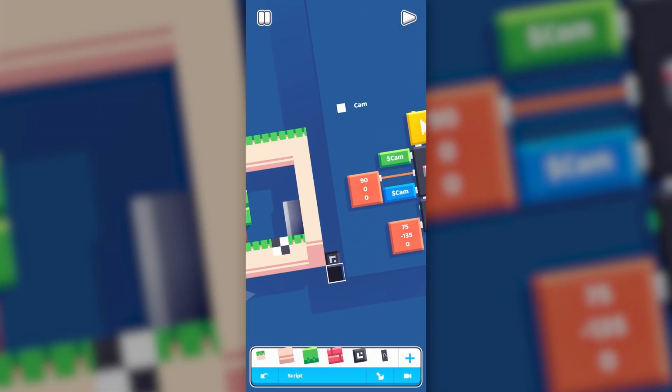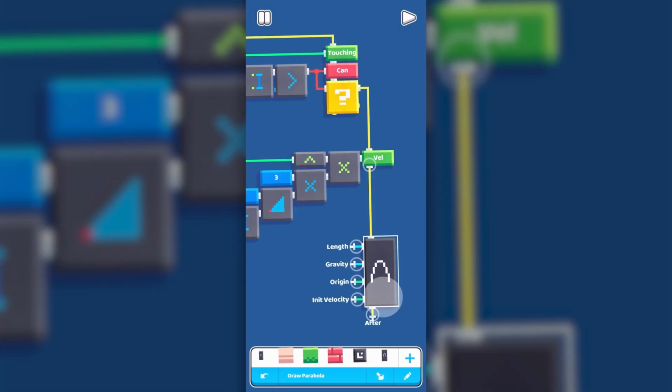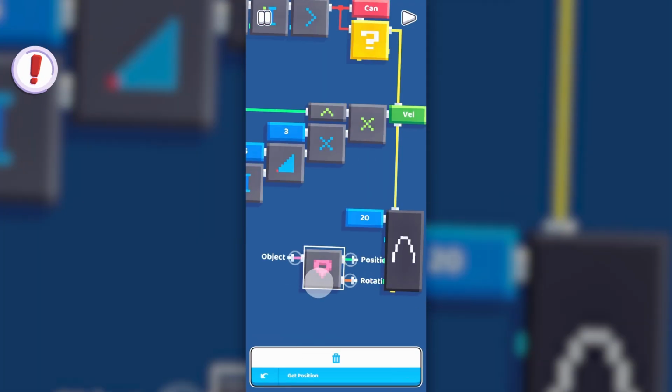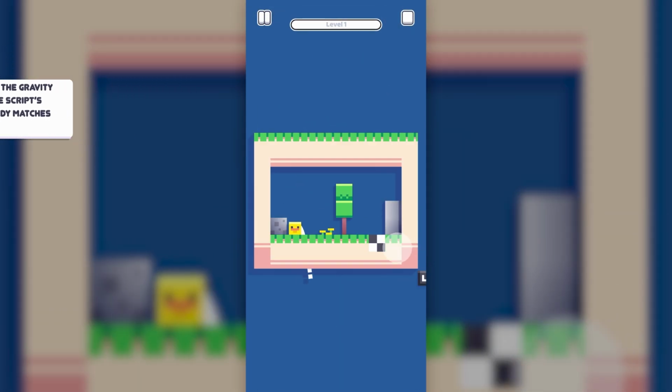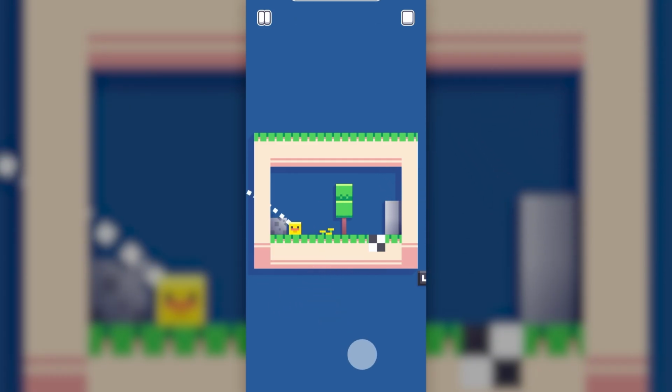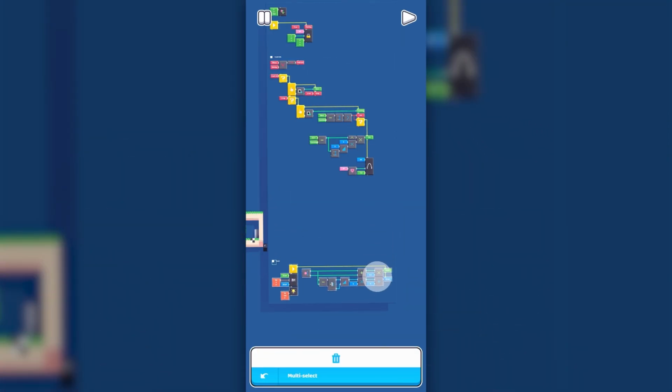Let's go back to the main script and connect our parabola block here. Let's set the number of points to 20, the starting position to where the player is, and the initial velocity based on our val variable. And now we have a way of knowing the path of our duck. Next, it's time to actually move the duck.